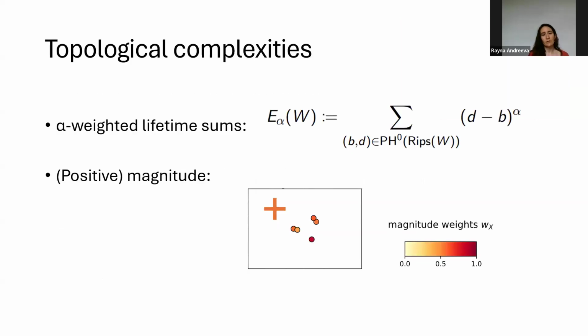So what are the building blocks of these dimensions? If you remember from a few slides ago, for persistent homology dimension, this is the alpha weighted lifetime sum, which is just the sum to the power of alpha of the length of the bars in dimension 0. And what we introduced is a quantity called positive magnitude.